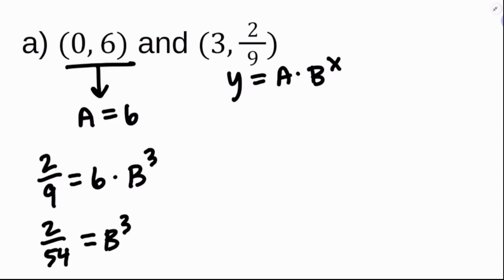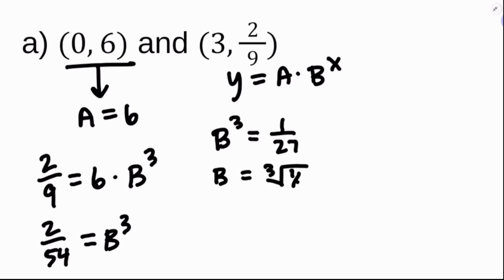If you're like me, you're thinking, how am I supposed to find the cube root of 54? But then you remember, hey, this is something we can reduce. So b to the third is equal to 1 over 27, and that is something we can take the cube root of. That's going to be the cube root of 1 divided by the cube root of 27. Okay, so b is 1/3, and my exponential function is going to be y equals a times b to the x.